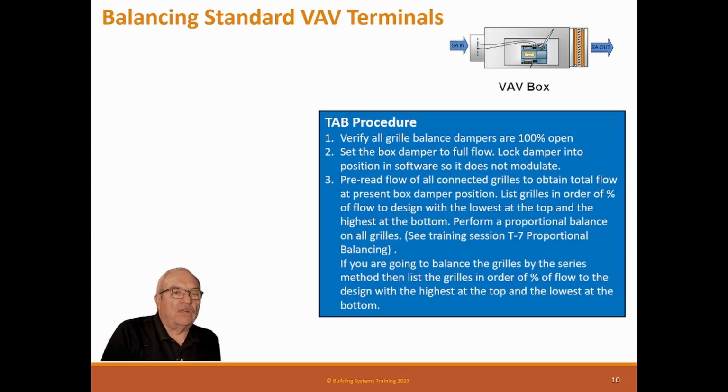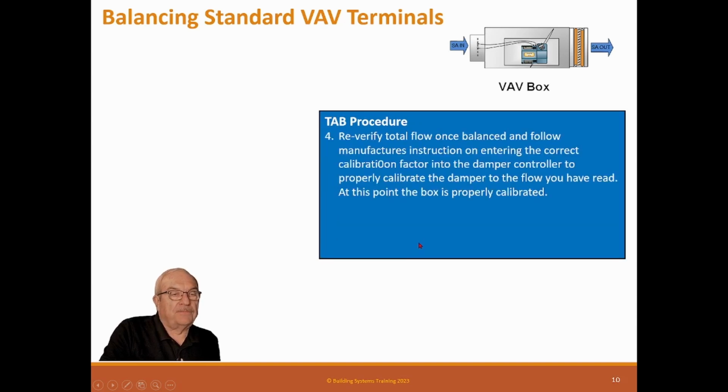Pre-read the flow of all connected grills to obtain total flow at present box damper position. List the grills in order of % of flow to design, with the lowest at the top and the highest at the bottom. Perform a proportional balance. And again, see T7. If you're going to balance the grills by series method, then list the grills in order of % of flow to design with the highest at the top and the lowest at the bottom. But remember, you're going to have to read these several times because as you balance a grill, you'll be raising all the other grills. That's why we prefer a proportional balance.